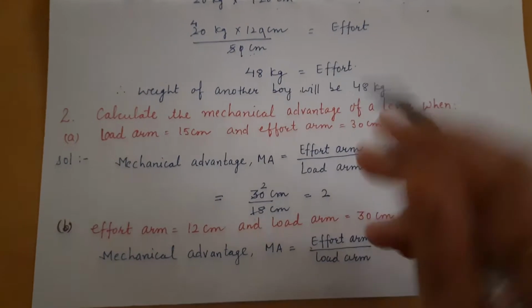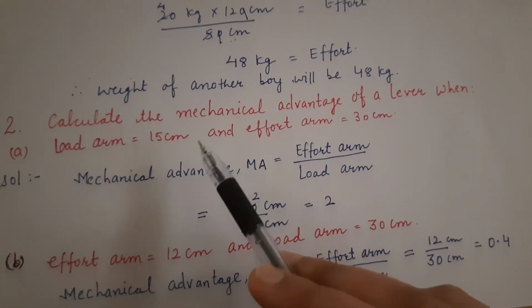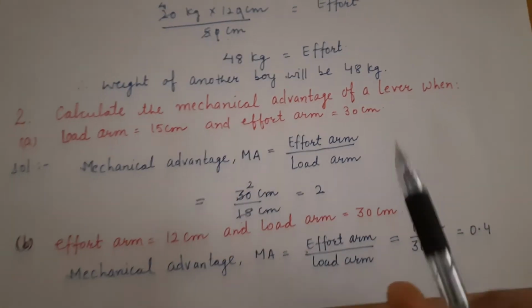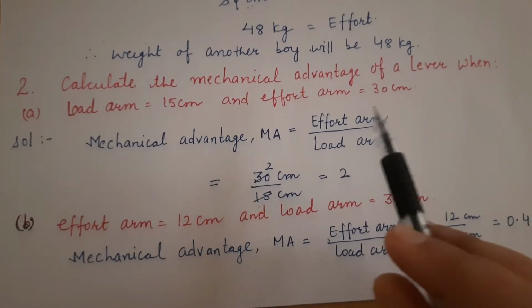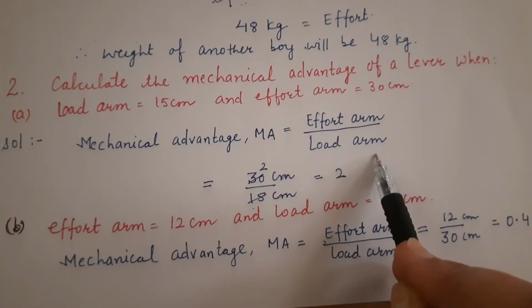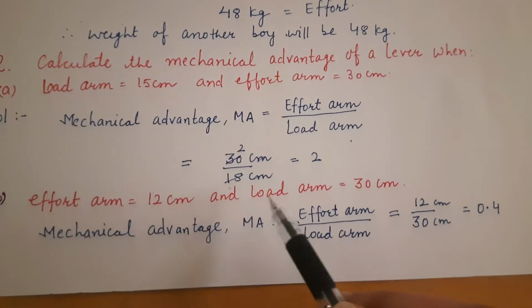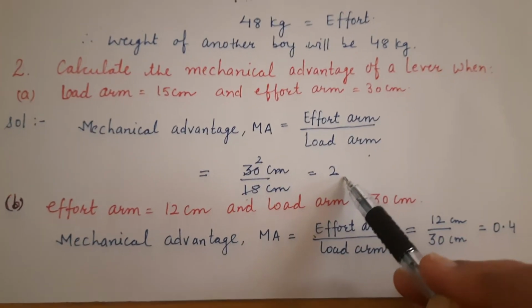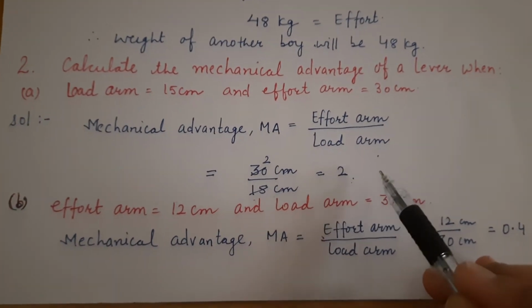Now the second question. We have to calculate the mechanical advantage of a lever when load arm is equal to 15 centimeter and effort arm is equal to 30 centimeter. As I told you, if arm length is given, the mechanical advantage will be equal to effort arm divided by load arm. So it will be 30 divided by 15, and on the 15 table we will cut it. 15 2s are 30, so our answer will be 2. You have to remember one thing, there are no units for mechanical advantage.